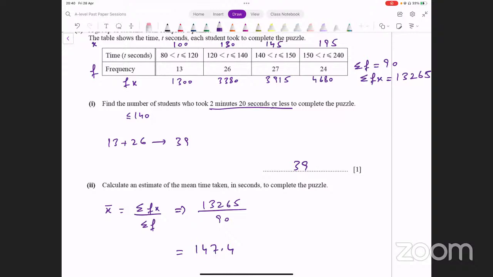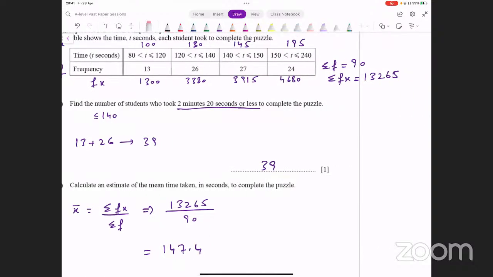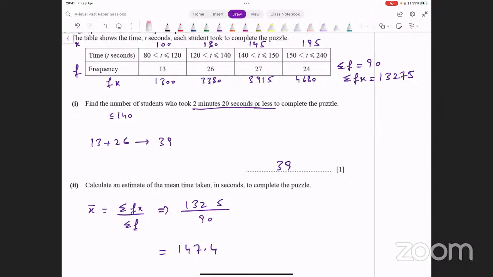अच्छा, ऐड करते हैं, मैंने यहाँ पे नंबर गलत लिख दिया. This is not 265, this is actually 275. ऐड करके 275 आता है यहाँ पे. So this becomes 275 then. Now 13275 divided by 90, this gives me 147.5.